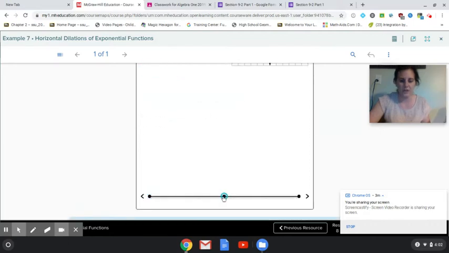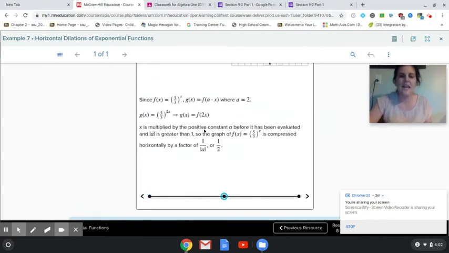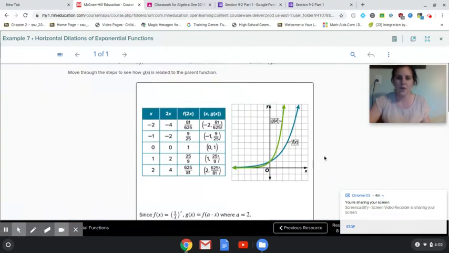So if you want to fill in your workbook, it says x is multiplied by the positive constant a before it has been evaluated, and the absolute value of a is greater than 1. That's this part right here. So the graph is compressed horizontally by a factor of 1 over a. And in this case, our a was 2. So it's been compressed by a factor of 1/2. So hopefully that makes sense.